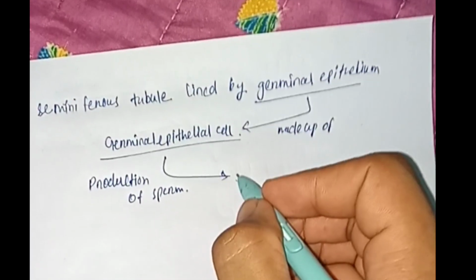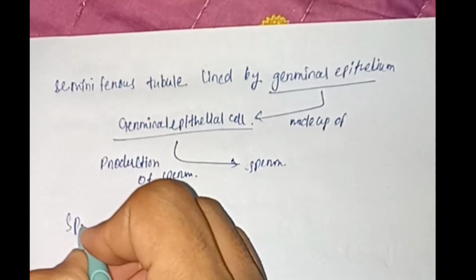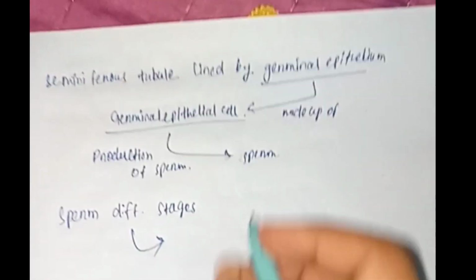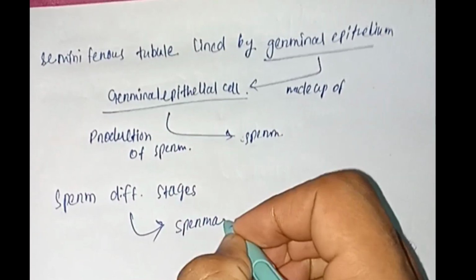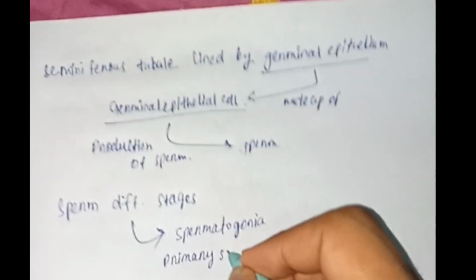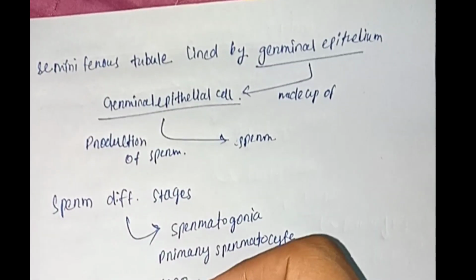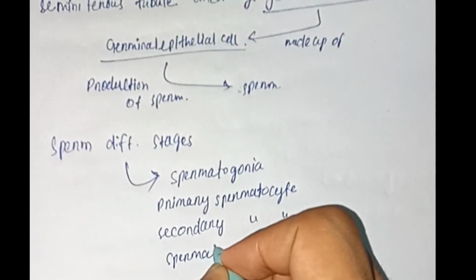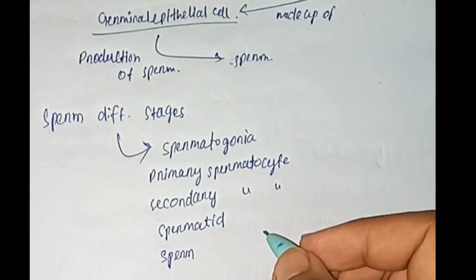Different stages are present of sperm, which are spermatogonia, primary spermatocyte, secondary spermatocyte, then spermatid, then sperm, and we can call spermatozoa.